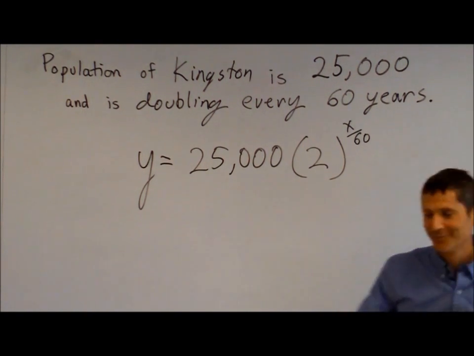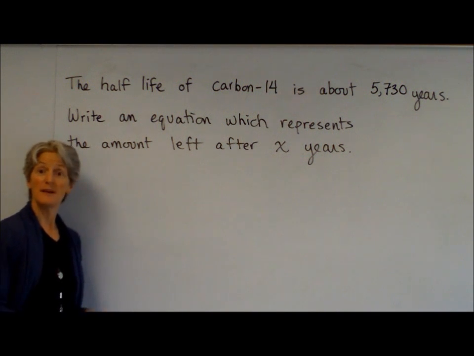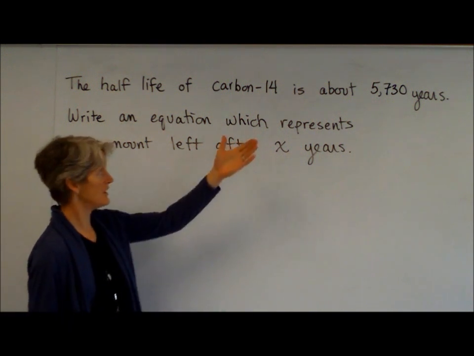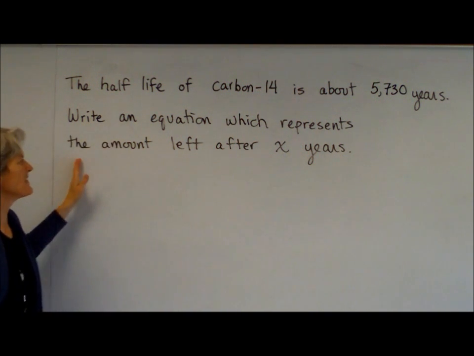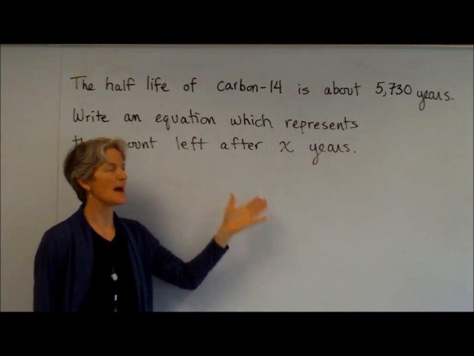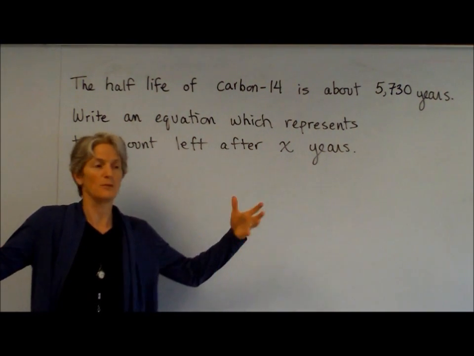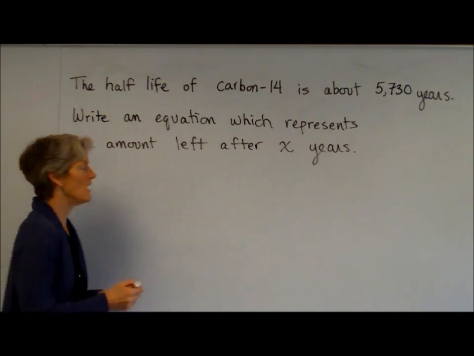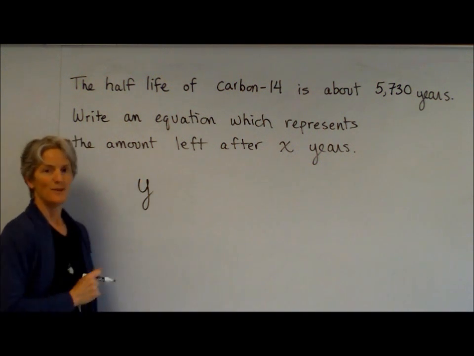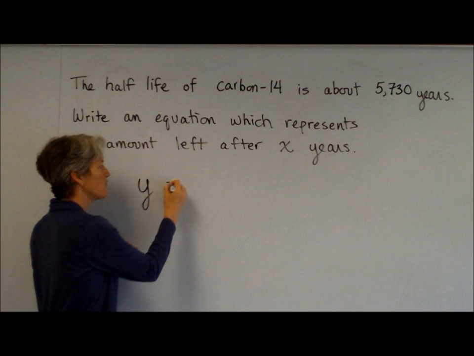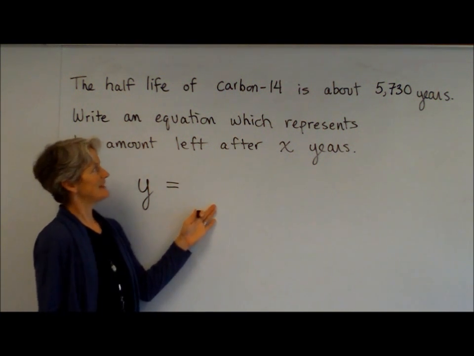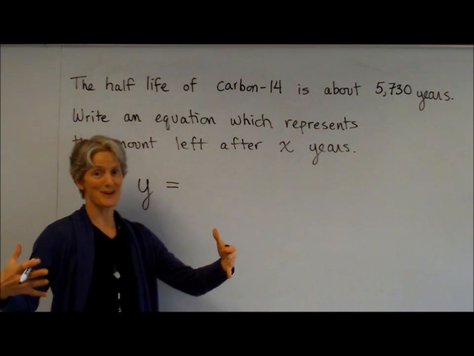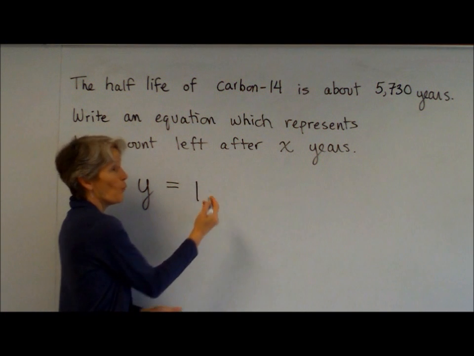Here's an example that you probably have seen in science class. The half-life of carbon-14 is about 5,730 years. Write an equation which would represent the amount of carbon-14 left after x years. So something that was living has died, and you want to measure the amount of carbon-14 that's left. The amount of carbon-14 left would be, well, they didn't tell me what I started with, but when you're alive, I guess you can say you have 100% of your carbon-14. So can I just say 1 representing 100%?